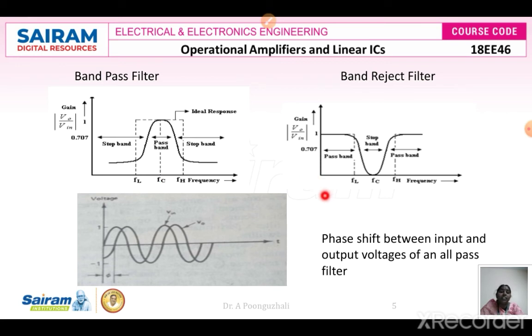Next is band reject. As the name tells, we are going to reject a band of frequencies, that is from FL to FH. This is the range which your filter is not going to allow, so we call that band the stop band. And below FL your filter will allow, and above FH your filter will allow. So we call these your pass bands.